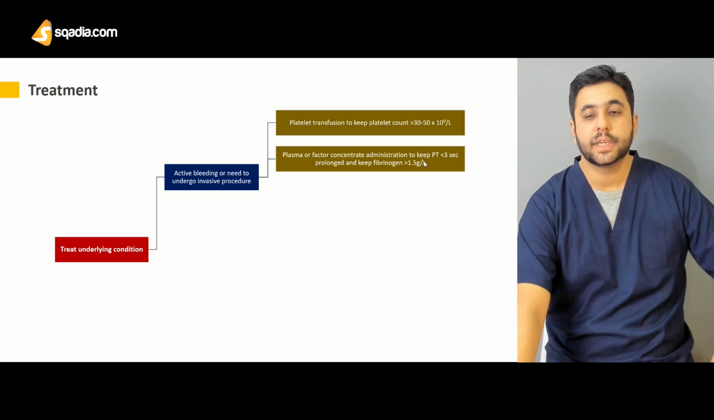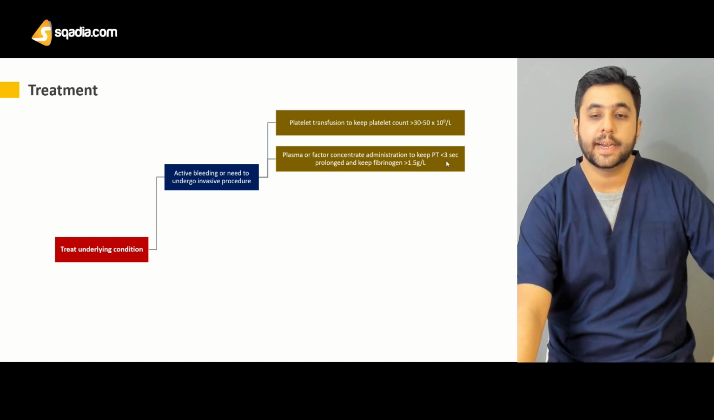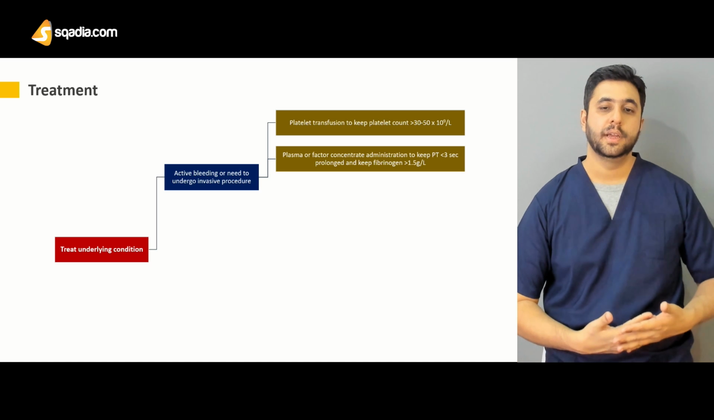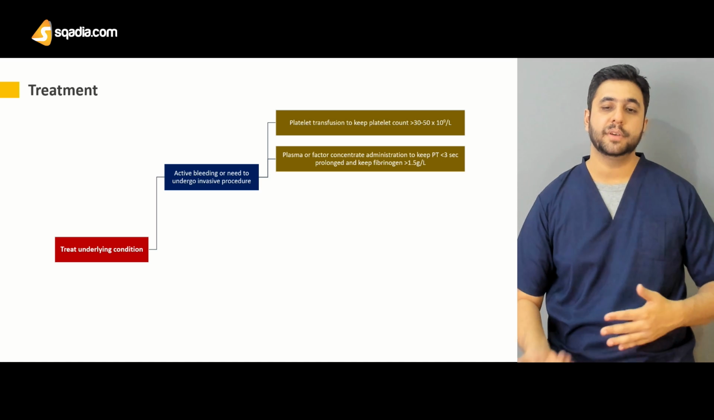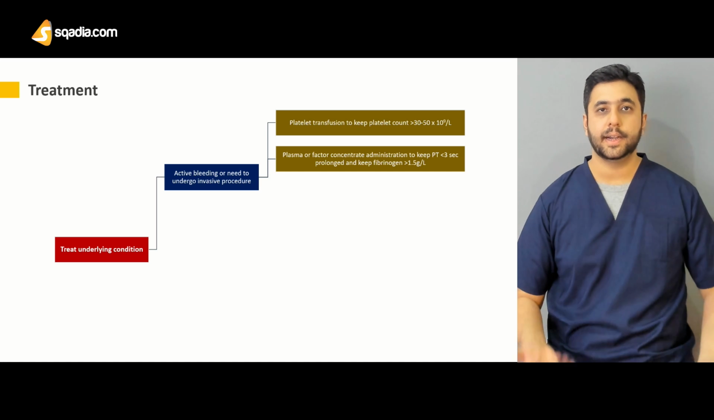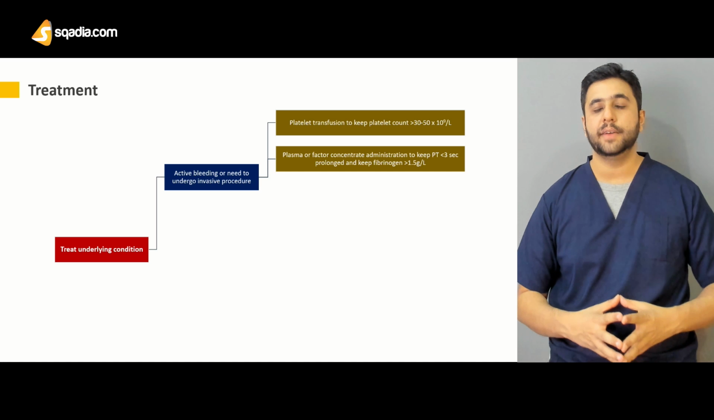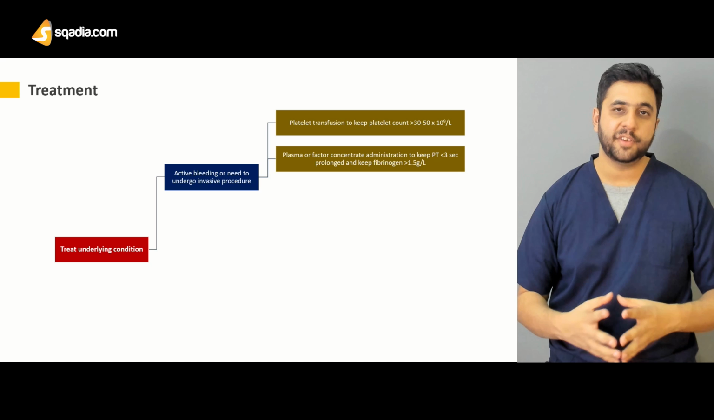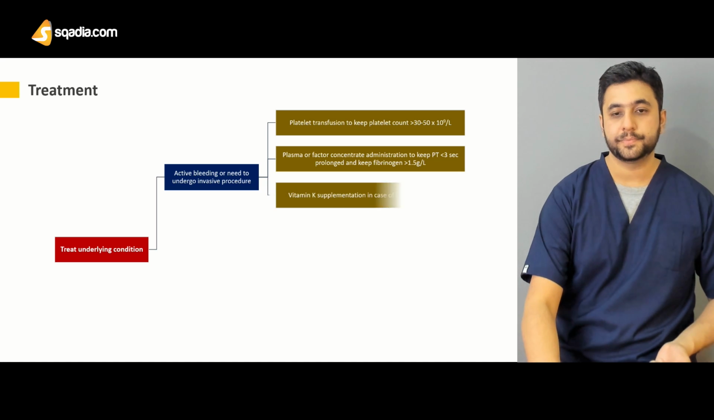These are administered to keep the prothrombin time less than 3 seconds prolonged, and also to keep the fibrinogen levels greater than 1.5 grams per liter. So the goal is to keep the prothrombin time less than 3 second prolongation, and to keep the fibrinogen level up. And if we are having a greatly increased PT time or the fibrinogen level is very low, then we can replace them with the help of factors in the form of FFPs or in the form of cryoprecipitates.